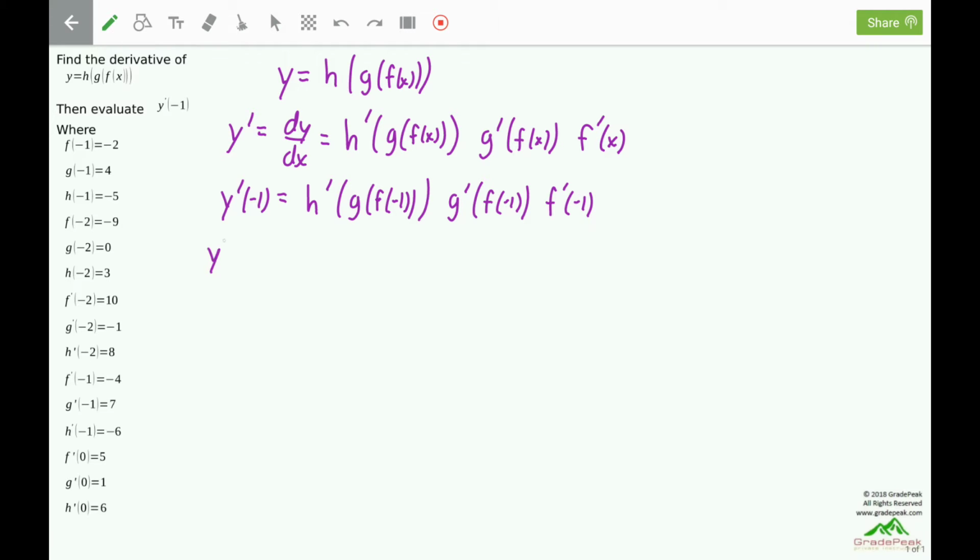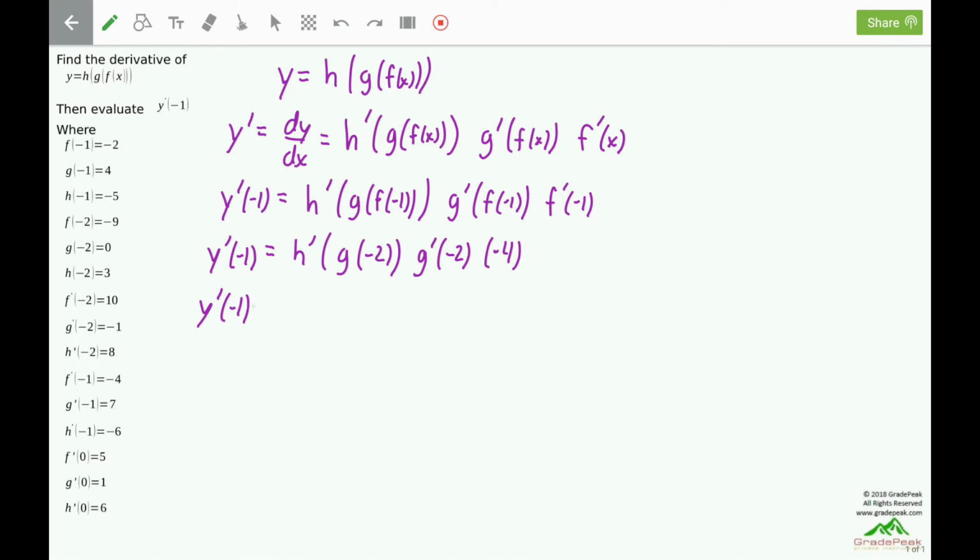Now we're going to look those up from our values given. This will be h prime of g of f of negative 1. That would be up here. That'll be a negative 2. And that means, likewise here, it'll be a negative 2. That's another f of negative 1. Now we need an f prime of negative 1 to multiply it at the end there. And f prime of negative 1, that's down here. That's actually a negative 4. So this will be a negative 4 down here.